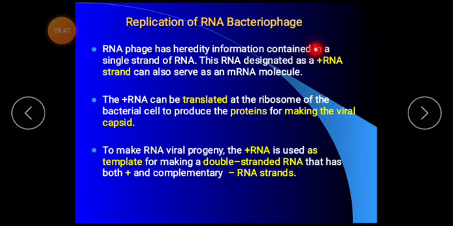To make viral protein, the positive RNA is used as the template for making the double strand of RNA that has both plus and complete negative strands. So in this RNA bacteriophage replication, they first form the positive RNA strand. After that, it can also serve as messenger RNA. Those molecules are likely to be attached in the presence of protein, making the viral capsid. After making those viral capsids, the positive RNA is used as template forming a double strand, where we find the negative strand and the positive strand.